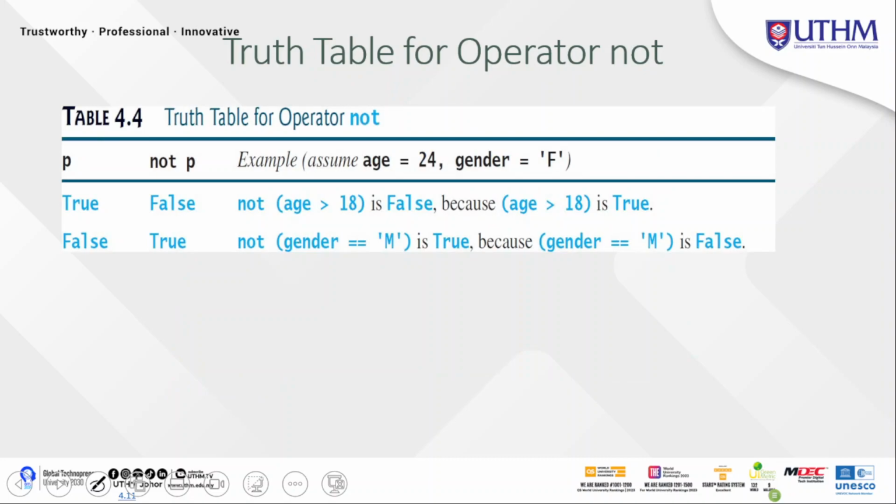The truth table for the operator not. If P is true, then not P is false. If P is false, then not P is true. Assume that age is 24 and gender is female. Not (age is greater than 18) is false, because age greater than 18 is true. Not (gender equal to M) is true, because gender equal to M is false, which means the gender is female, F.